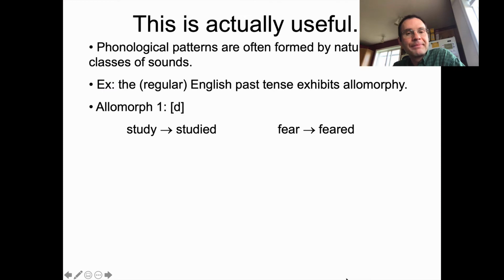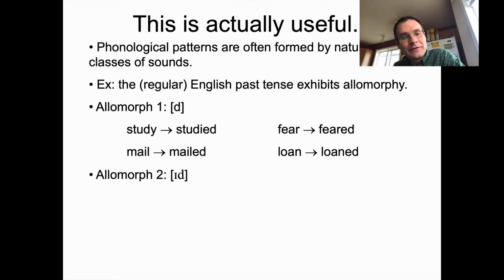And normally, the regular English past tense morpheme is just a D when you go from the verb study to studied for the past tense, or fear to feared. You just add a D as a suffix to both of those forms to get this past tense. And there are little spelling differences in the way that English is spelled, but we already know that English is not a great language for clear spelling, so don't worry about those. Just worry about what sounds are involved in this particular case. And for the first allomorph of this morpheme, it's just the D by itself as a suffix. Mail goes to mailed, loan goes to loaned, and so on and so forth.